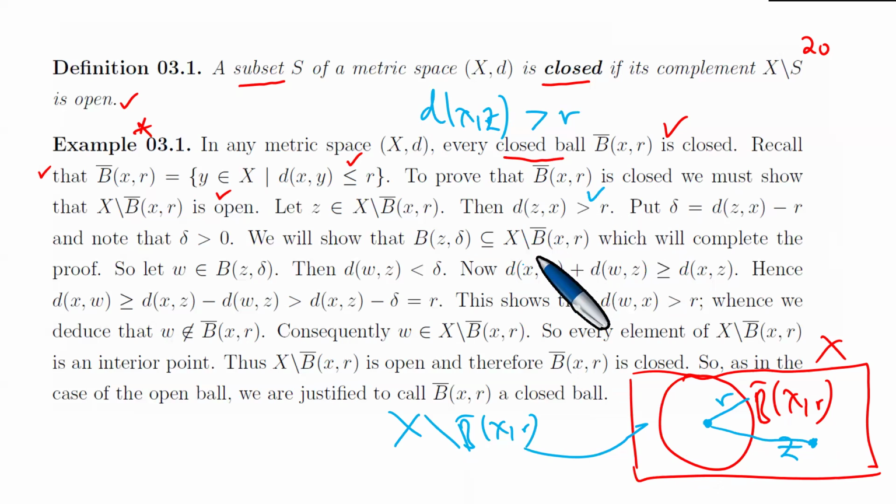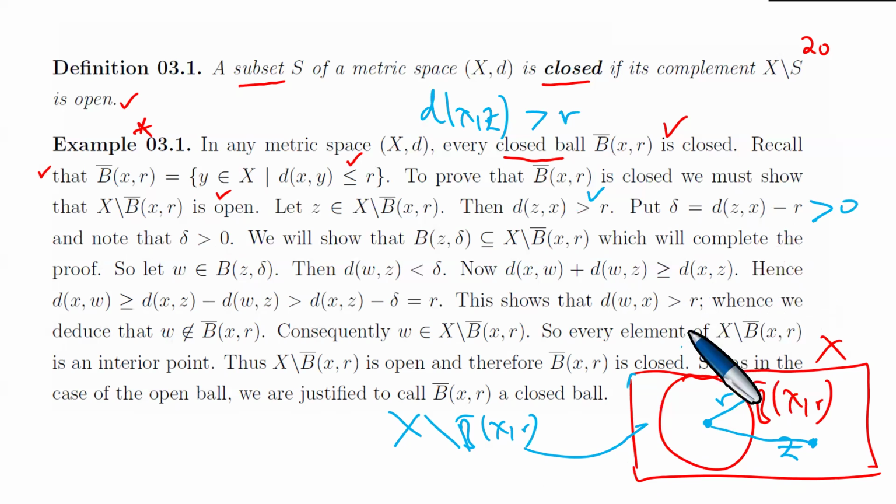So what do we then do? We realize that this inequality is true. Thus, put delta to be the distance between Z and X, and then we subtract R. So we take the distance between Z and X, and then we minus R, the radius. And note that delta itself is strictly positive. Why is delta a positive number?